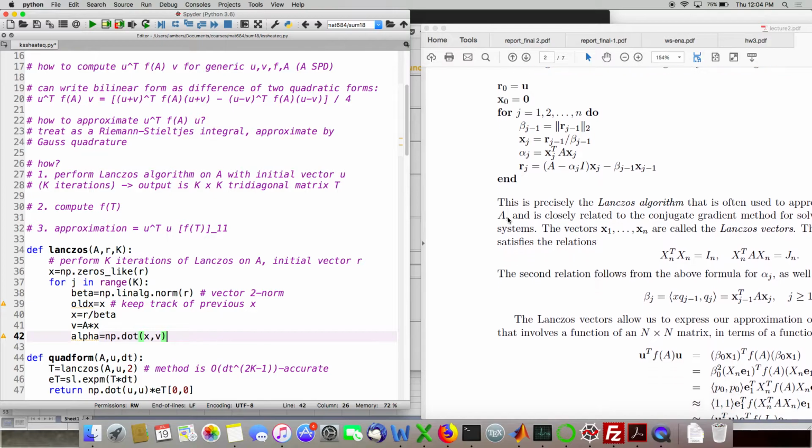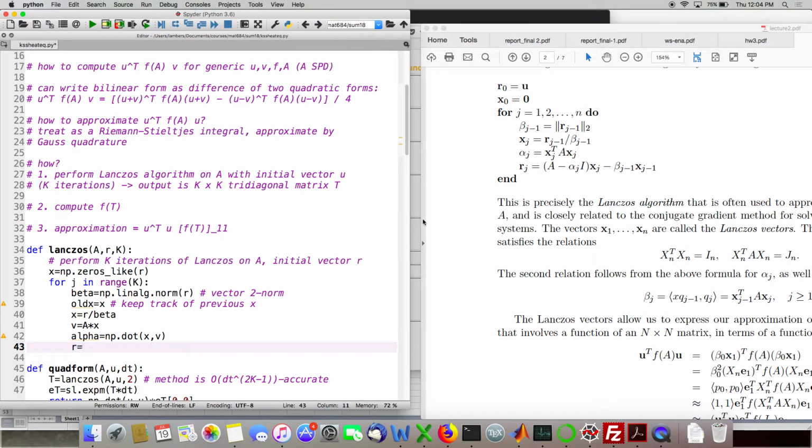And then I need to compute this r down here. So r is equal to, if I distribute ax minus alpha x, well, ax I already have, that's v, minus alpha times x, minus beta times old x. Okay, so now everything in this algorithm over here has been implemented.